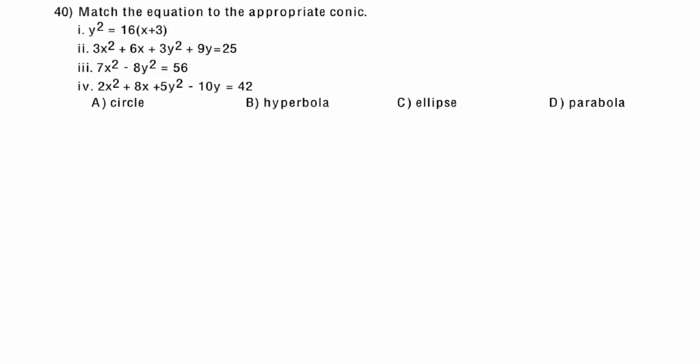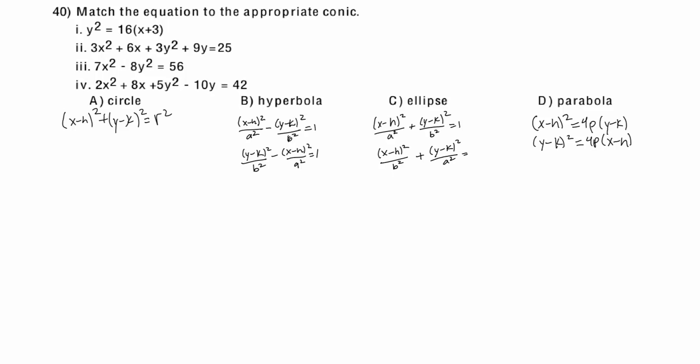First, we need to know what is the standard form for each conic. So let's go ahead and write out the standard form for each conic. Now that we have the standard form for each conic written out, let's go ahead and start with number 1, or part 1, for this question.